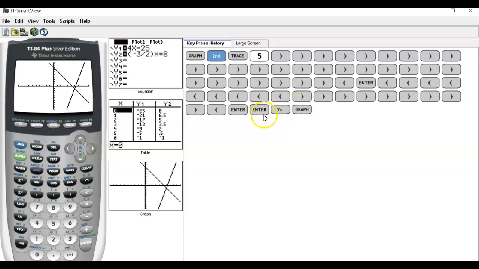And then this is the review part where I started reviewing. Okay, so that's how you find the intersection point or the solution to a system on the graphing calculator.